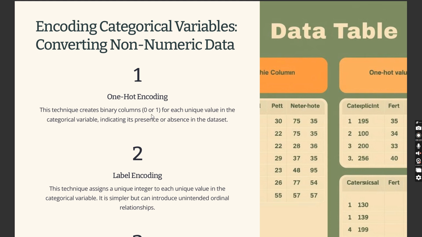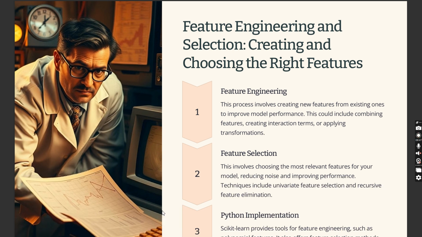One-hot encoding: this technique creates a binary column, 0 or 1, for each unique value in the categorical variable, indicating its presence or absence in the dataset. If the value is 0, that means it is absence, and if the value is 1, that means it is presence. Second is label encoding. This technique assigns a unique integer to each unique value in the categorical variable. It is simpler but can introduce unintended ordinal relationships.